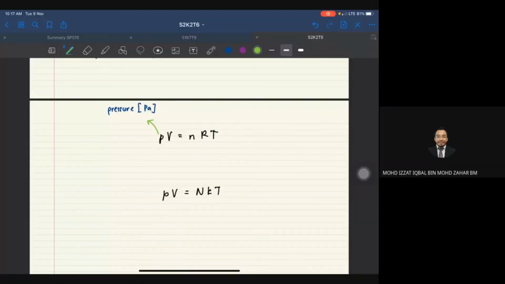Okay. V, what is V? Azmin? Volume. Okay, what is its SI unit? Azmin? Meter cubed. Yes, very good. Meter cubed. Okay, thank you. Akila, what is n?